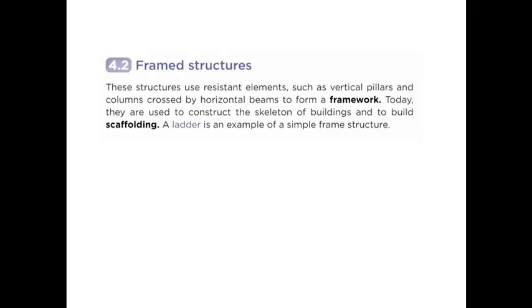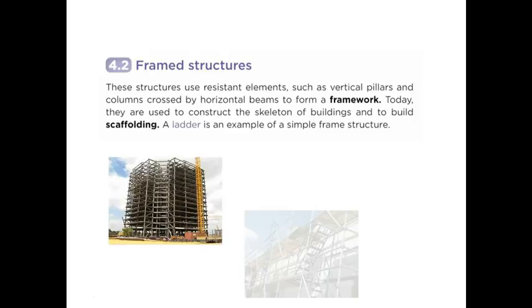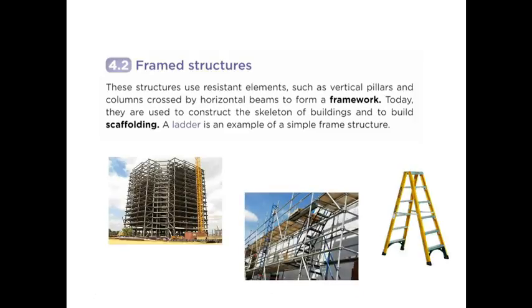4.2. Framed structures. These structures use resistant elements such as vertical pillars and columns crossed by horizontal beams to form a framework. Today, they are used to construct the skeleton of buildings and to build scaffolding. A ladder is an example of a simple frame structure.